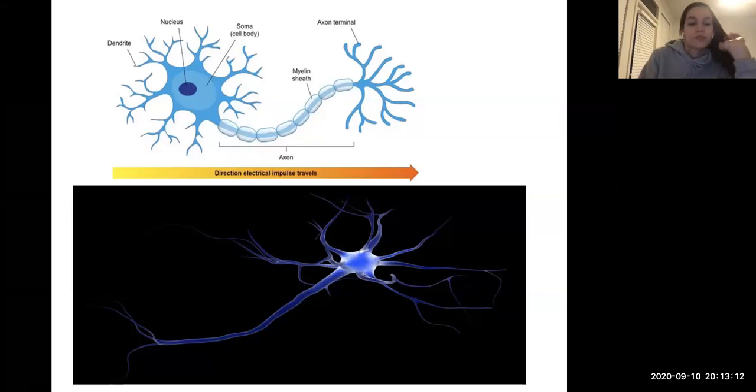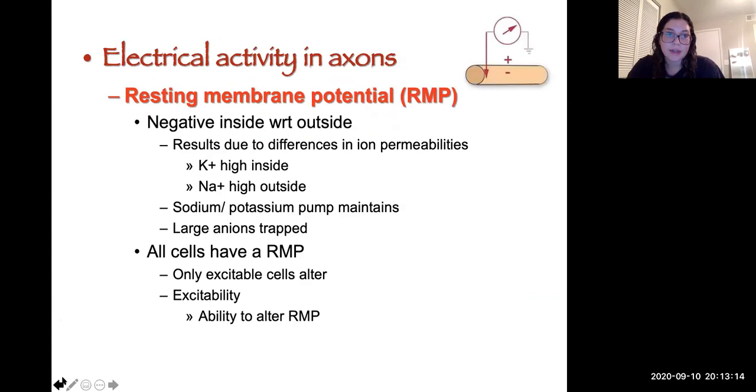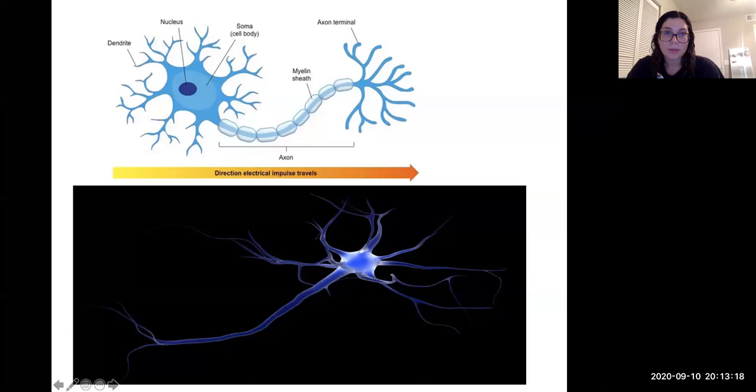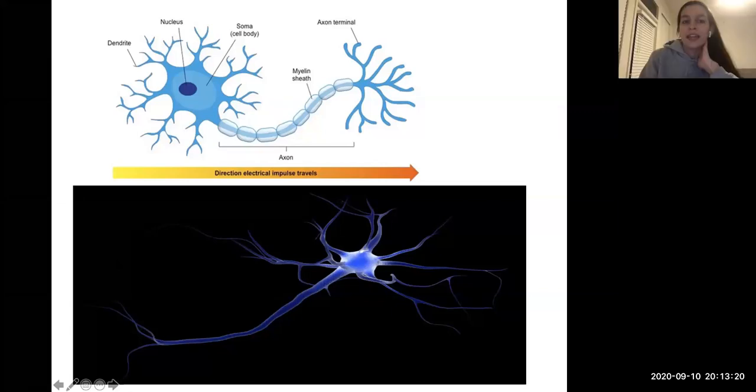Where exactly do the neurotransmitters come out of? The axon terminals or the dendrites? No, the dendrite receives, so it comes in through the dendrites, and then the axon terminal is away, so it sends. Okay.